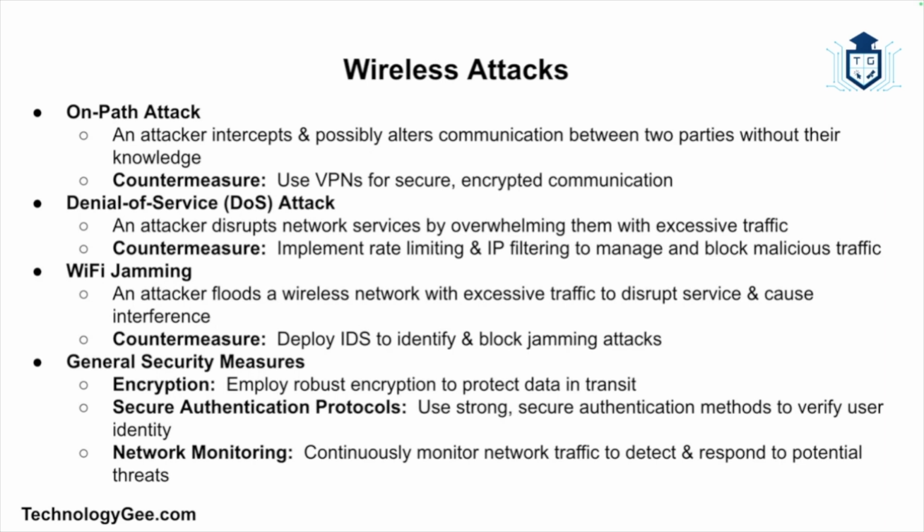And then we have what is called Wi-Fi jamming. And this is when an attacker floods a network with excessive traffic to disrupt services. And a countermeasure to this is to use intrusion detection systems to identify and block jamming attacks. So employing robust encryption, secure authentication protocols, and network monitoring, all of these can counteract these various Wi-Fi threats.